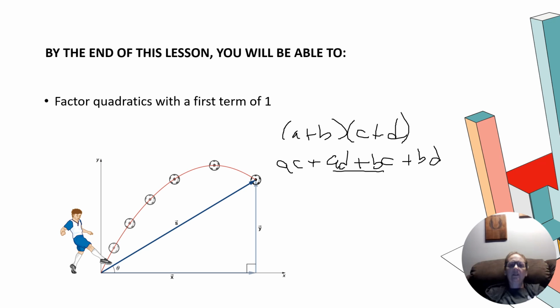This one is going to be the easy part because we're dealing with a first term of 1. So we know they're both going to be just single x's. The last term is caused by a product, so it's important to understand that the last term is a product. When you get positive numbers and when you get negative numbers, it's going to depend on the signs of the b and the d. And then the middle term is adding up those two middle terms.